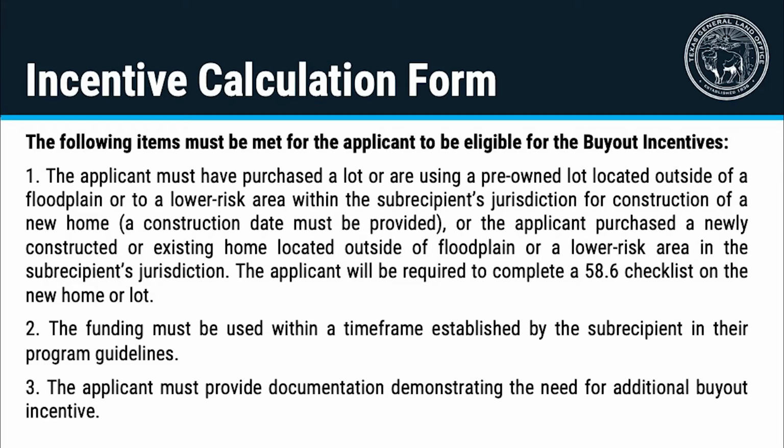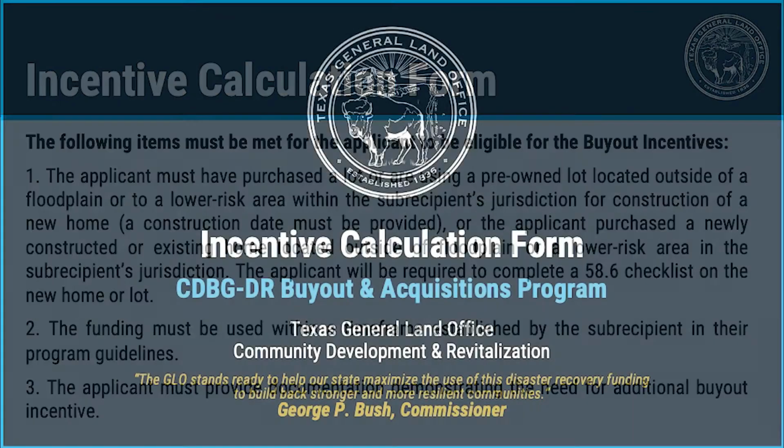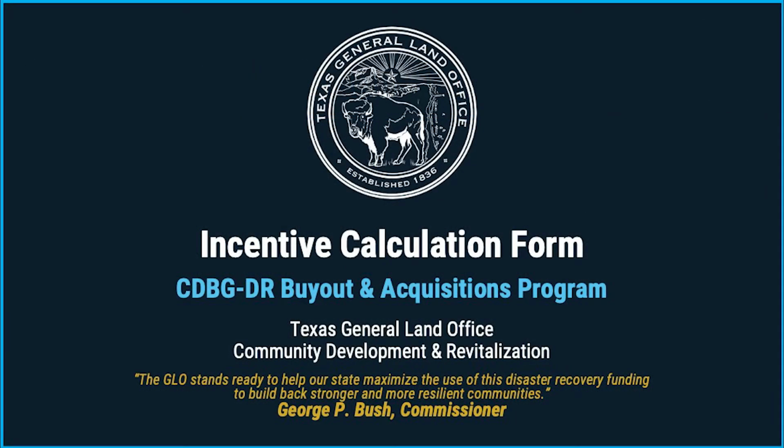The funding must be used within a time frame established by the subrecipient in their program guidelines. The applicant must provide documentation demonstrating the need for additional buyout incentive. The incentive calculation form is meant to assist subrecipients in calculating eligible incentive payments to applicants. There are 4 tabs on the form, 1 sheet for instructions, and 1 sheet for each incentive that may be offered. Subrecipients should ensure they are completing the correct sheet based on the incentive being offered to the applicant.